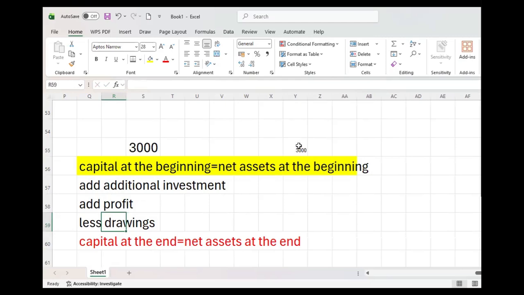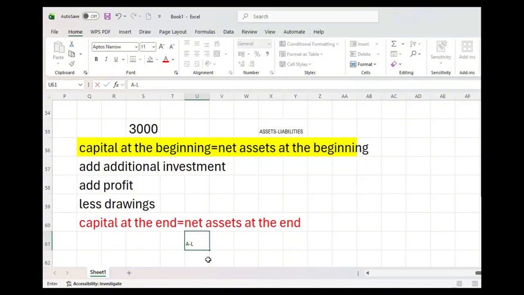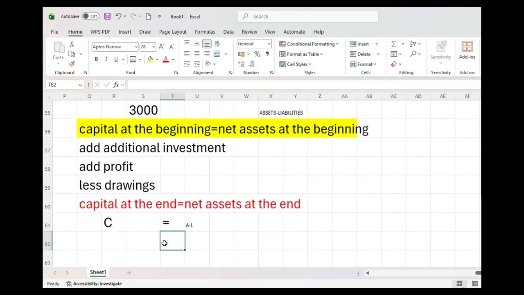Now, how do I get net assets? I need to know what my assets are and what my liabilities are. So net assets is assets minus liabilities. It's the same as capital. If it's at the beginning, this one is also at the beginning. So here also, I have my assets minus liabilities, and it's the same as my capital. So we are just working with the formula.